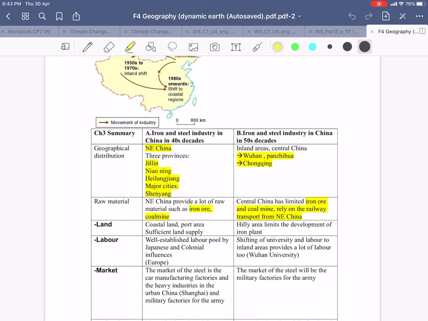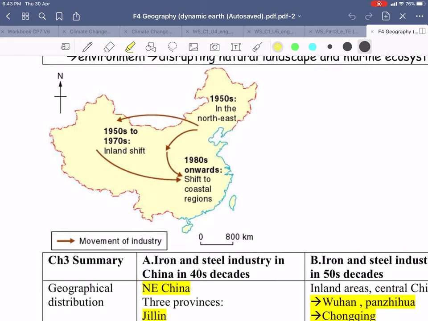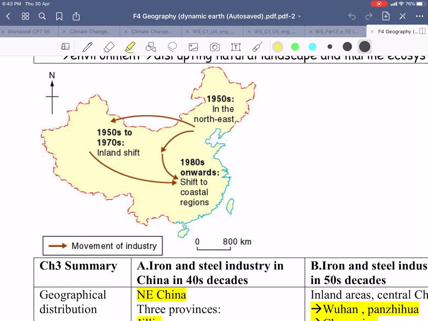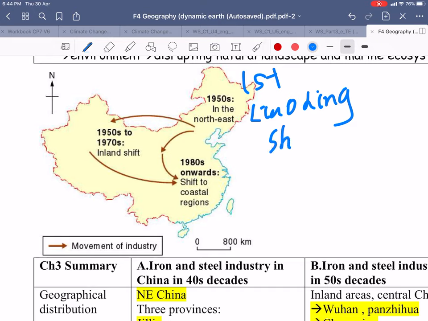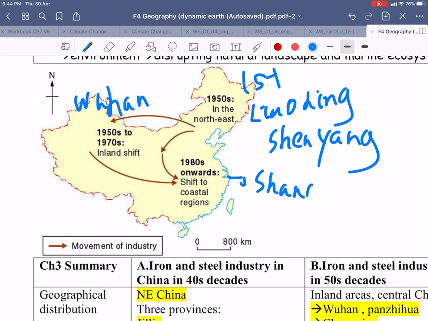So let's have a quick revision. As I've talked before, what are the trends of the iron and steel plants in China? First of all, it's in the northeast. For example, Liaoning, Shenyang, and then we change to Wuhan, and also along the Changjiang basin, and finally right here, Shanghai.